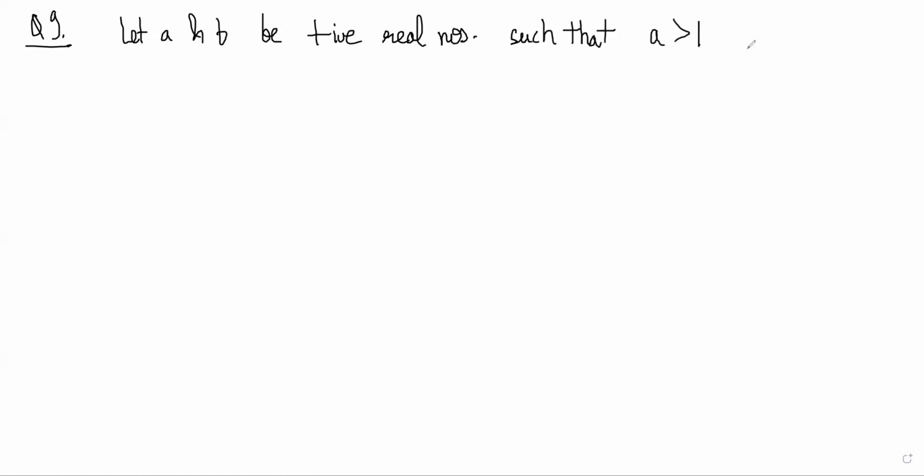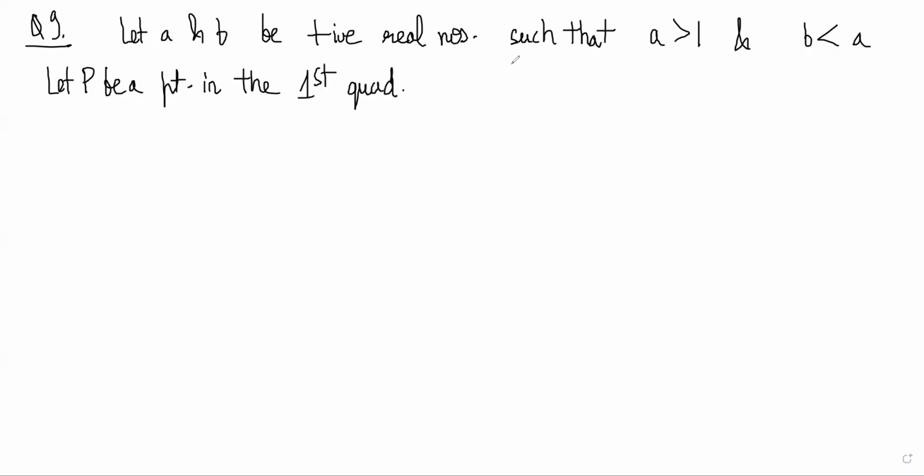Okay, question number 9. It says, let a and b be positive real numbers such that a is greater than 1 and b is less than a. Let P be a point in the first quadrant that lies on the hyperbola x square by a square minus y square by b square equals 1.